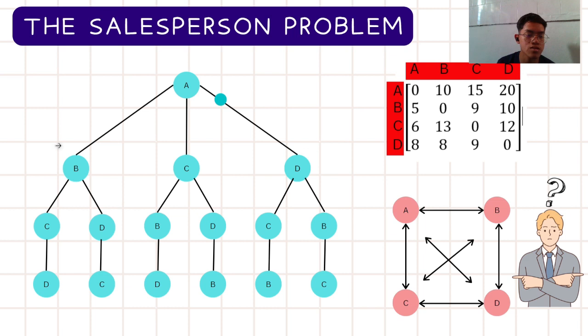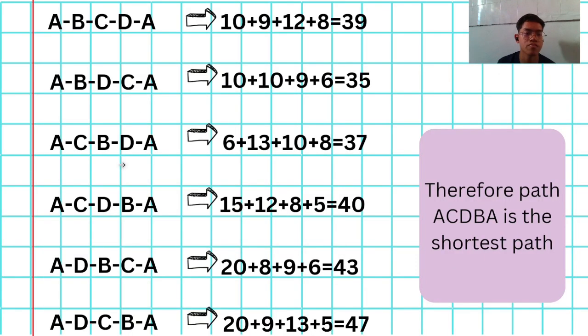So here let's say the initial point is A, and then from A to B to C, D and back to A. So we need to calculate the shortest way. Based on the calculation, the summation of time for A, C, D, B, A is the lowest, which is 40 minutes. So path ACDBA is the shortest way for the salesperson to travel from each point to another point.